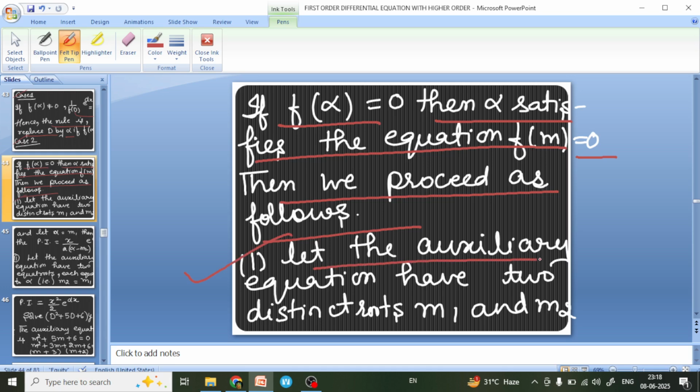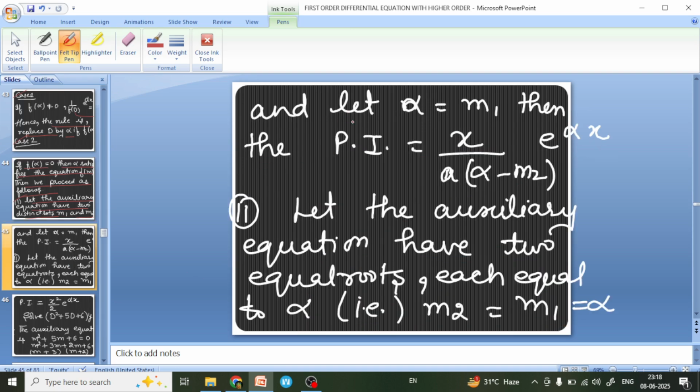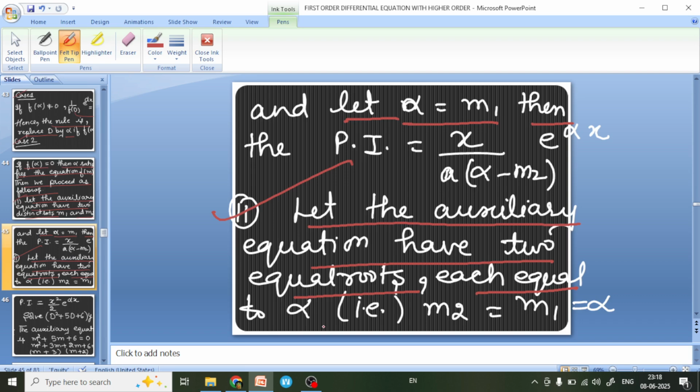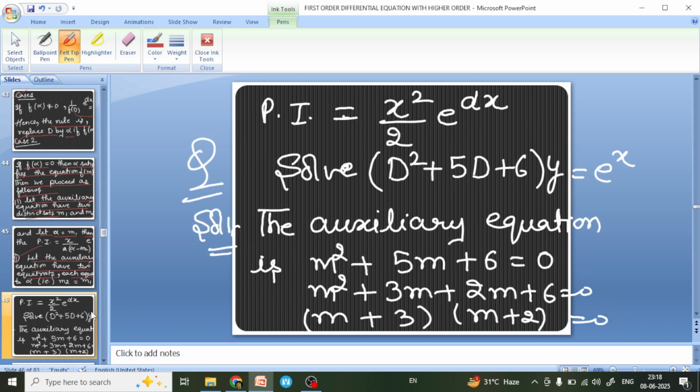First, let the auxiliary equation have two distinct roots m1 and m2, and then we assume alpha is equal to m1, then PI is equal to x over f dash of alpha, that is x over (alpha minus m2), e raised to power alpha x. According to the second point, let the auxiliary equation have two equal roots, each equal to alpha, that is m2 is equal to m1 equal to alpha. So we will write PI is equal to x raised to power 2 over 2, e raised to power alpha x.